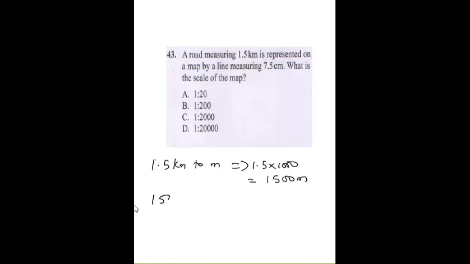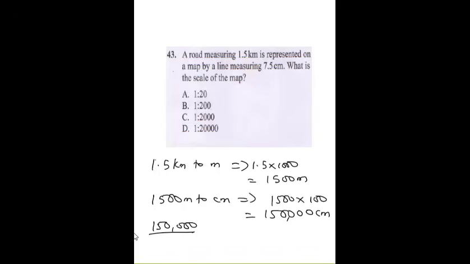So let's convert 1,500 meters to centimeters. 1,500 multiplied by 100 is going to give us 150,000. So that's 150,000 centimeters. So all you need to do here is 150,000 divided by 7.5. Okay, so the easiest way to do this is just multiply both sides by 10. So I'll multiply here by 10 and here by 10.